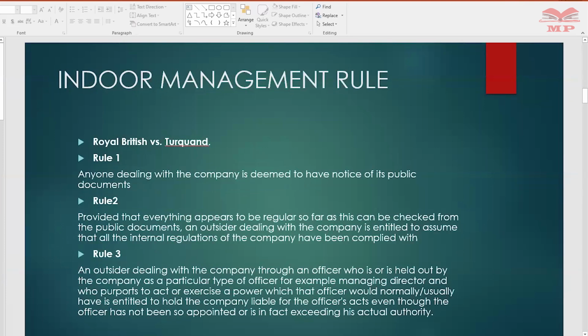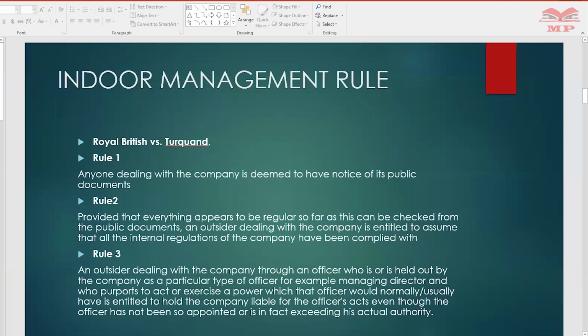So for the borrowing ultra vires, we have this indoor management rule. And the ruling in the Royal British versus Turquand is what guides us. There are various rules. Ultra-vires borrowing in excess of the powers, but not of the company. You see, there are two different things. Where the directors have been told you can only borrow up to one million, but the company has provisions for more than that. So there are two different things.